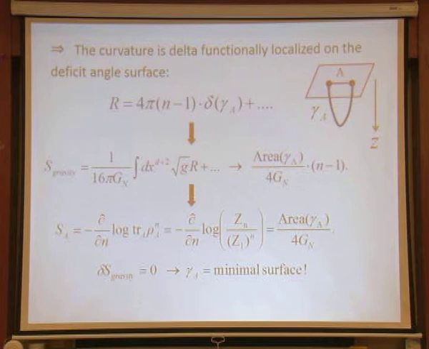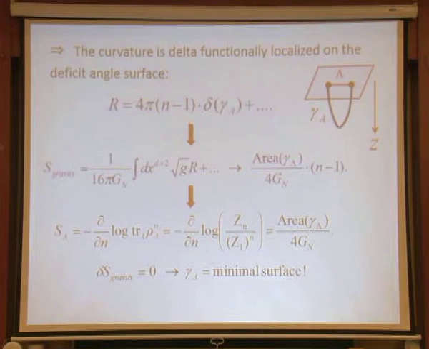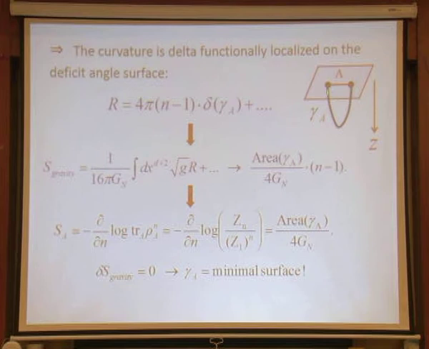And so this is a deficit angle surface. Everything is localized down to this surface because this is a delta function. So we have the area of this surface, because of the delta function and the integral of root g. And the coefficient is, again, proportional to delta, which is 1 minus n. And we plug this into the basic formula of the replica method of entanglement entropy.